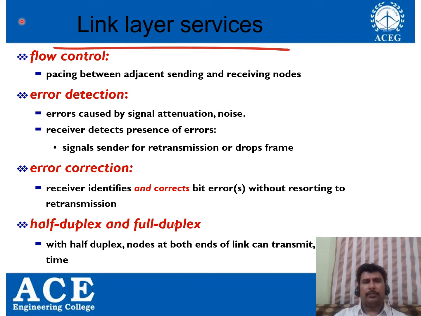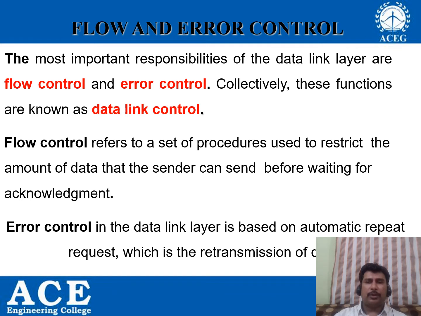So far we have tried to understand what we mean by the data link layer. Next we looked at the different services provided by the data link layer. One of the more important functions, as we mentioned, is flow control, and the second is error control. If you put both functions, flow control and error control, together, that is referred to as data link control.